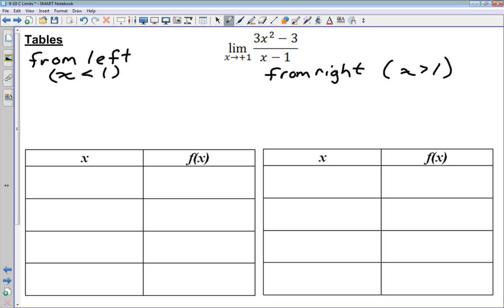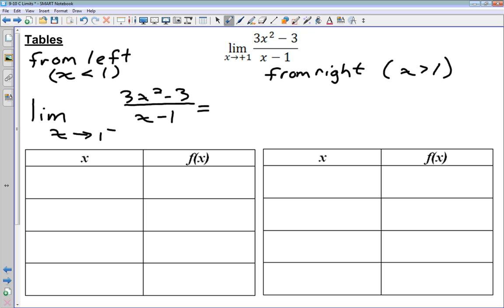So the way we would write this, approaching from the left or from the right, is we're evaluating the limit as x tends to 1. If we mean that we're approaching from the left, we put a little minus sign up there. So x is approaching 1 from values of x that are less than 1, and our function is 3x squared minus 3 over x minus 1. And we're going to find out what number all of these things tend towards.